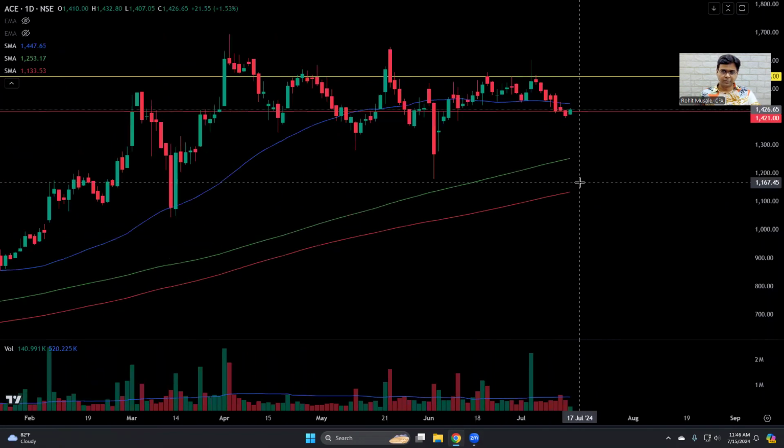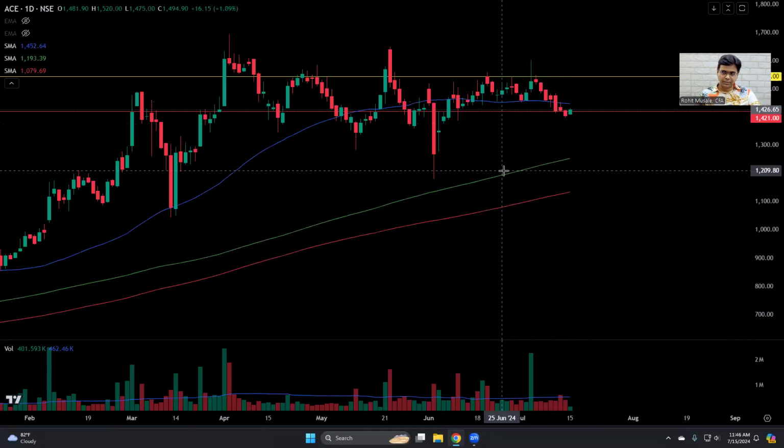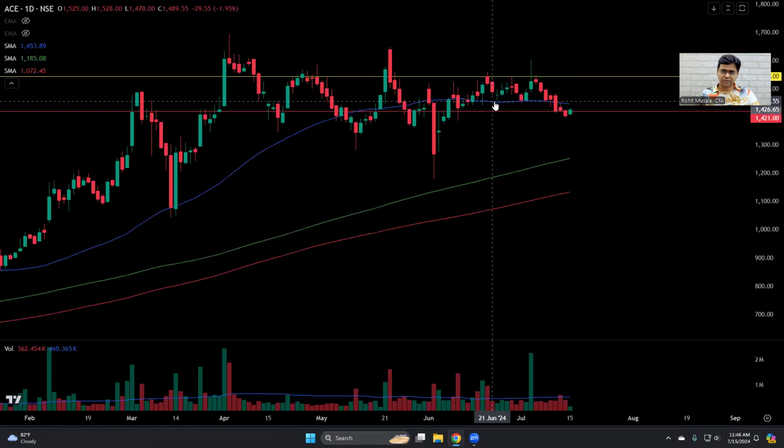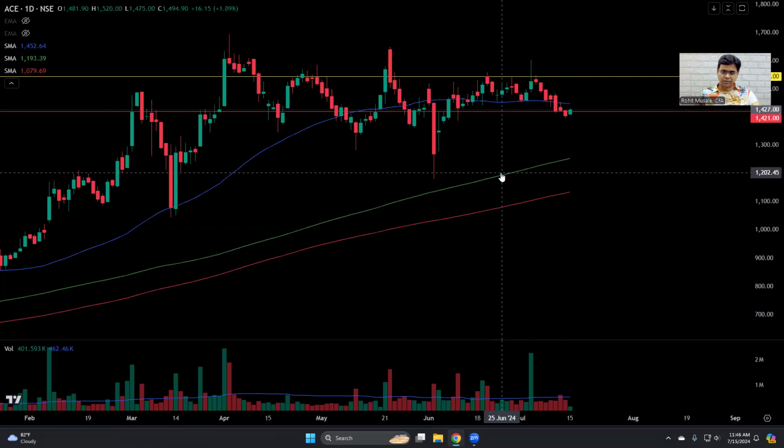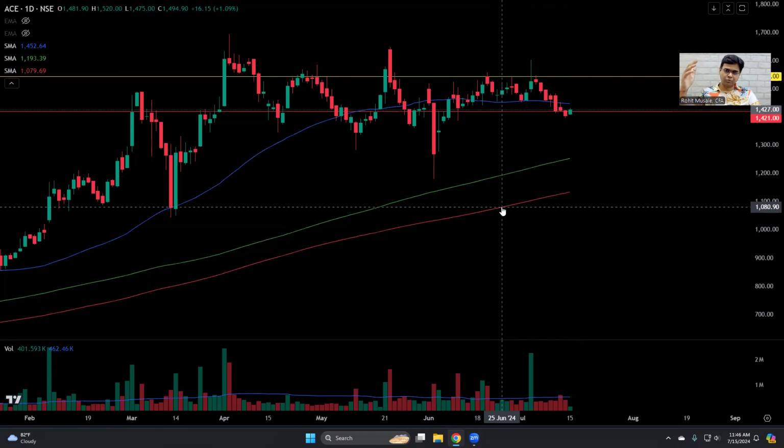So first, let me explain why I bought this stock. You look at this blue, green, and red line, those are the moving averages, the 50-day, the 150-day, and the 200-day. You can see that all three are moving up. It's a nice uptrending stock. It is a stage 2 stock.